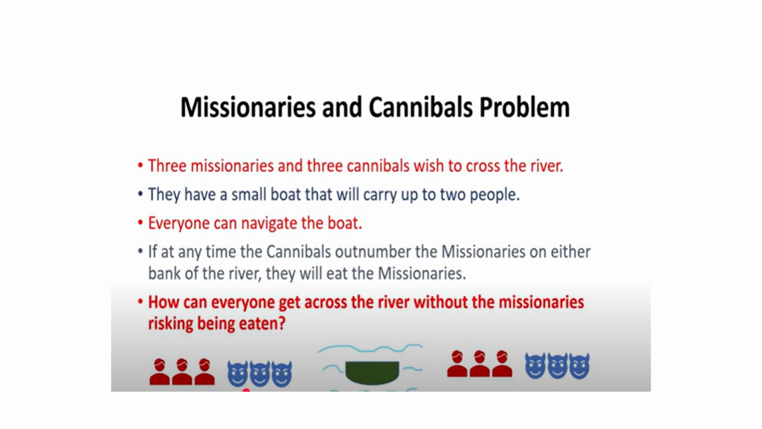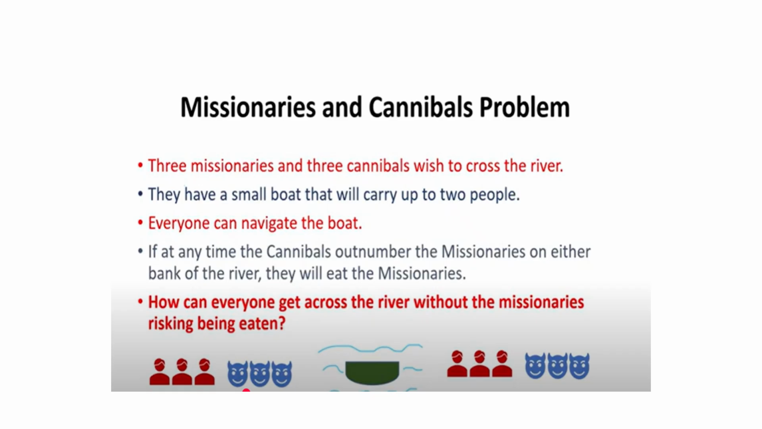The next one is another problem, the missionaries and cannibals problem. So we have to get everyone to the final level. So this is the constraint. In this problem we have 3 missionaries and 3 cannibals who have to cross over the river. They have a small boat that will carry up to 2 people. Everyone can navigate the boat, and if the cannibals outnumber the missionaries on either bank of the river, they will eat the missionaries. That is the main concept.